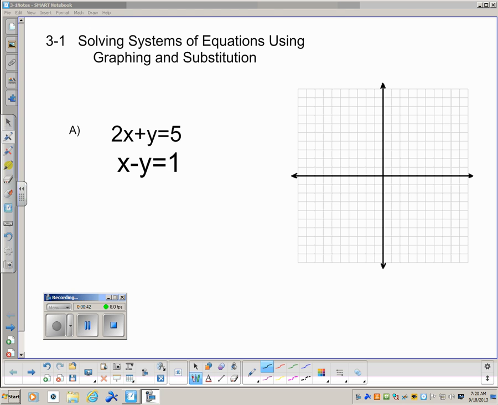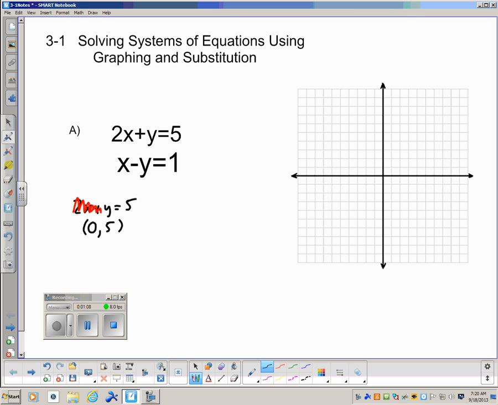So this first one, 2x plus y equals 5, I'm going to use the cover up method and cover up the x's. Whatever I cover up is my 0. So if I cover up x, then I can solve for y, and y just ends up being 5. So my ordered pair here is 0, 5.